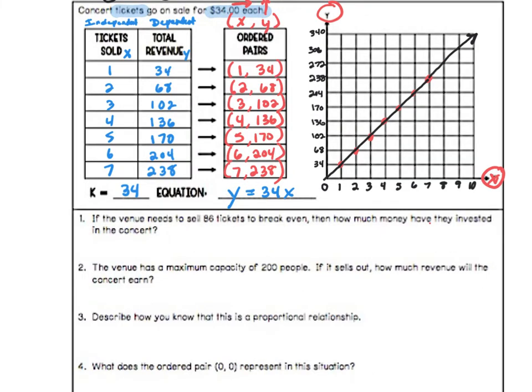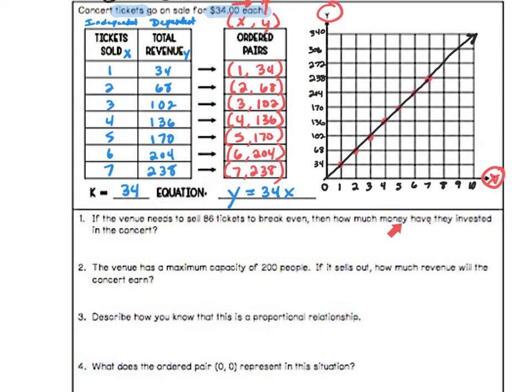Question number 1. If the venue needs to sell 86 tickets to break even, then how much money have they invested in the concert? When they say venue, that means the place where they're holding the concert. We're going to notice there's 86 tickets, and tickets is an X value. Tickets sold, 86 tickets. When they say break even, it means to pay for the cost of putting on the concert. For instance, maybe renting the building or paying for electricity, whatever they may need to pay for the fact that the concert's going to be there.